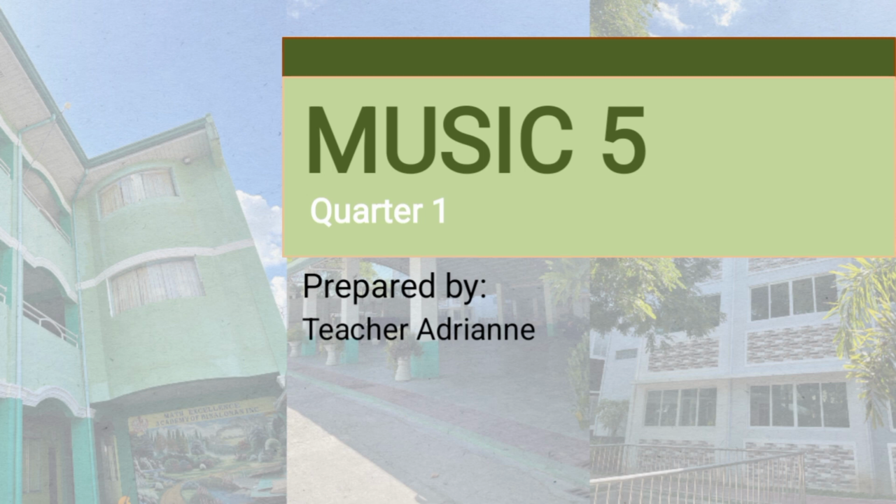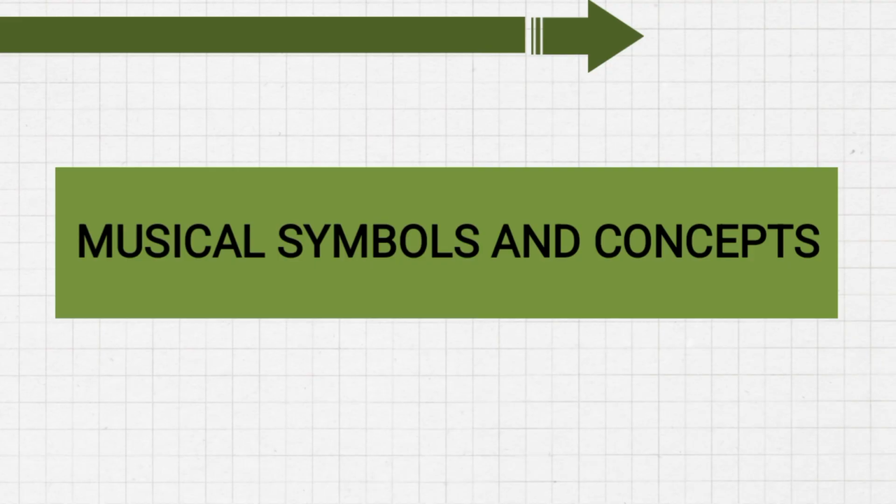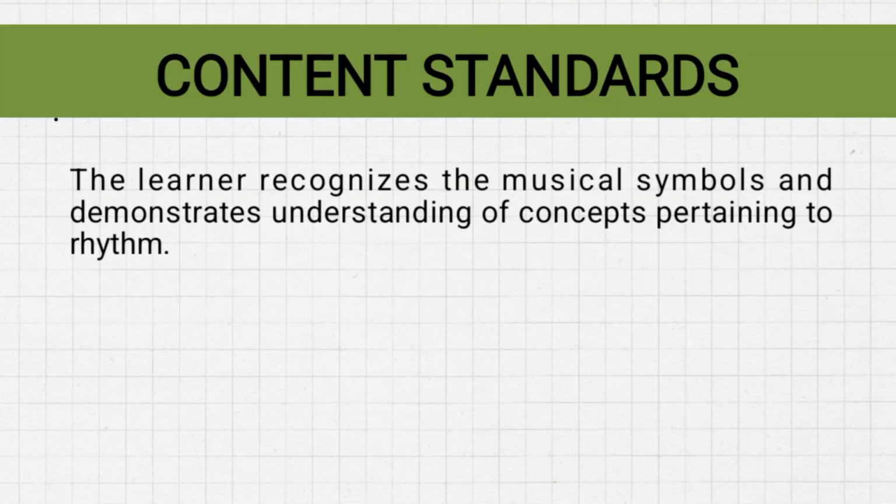So in today's video, we are going to discuss a new lesson for the subject music in grade 5. So let's start. We will discuss the musical symbols and concepts in music. Here we have the content standards. The learner recognizes the musical symbols and demonstrates understanding of concepts pertaining to rhythm.